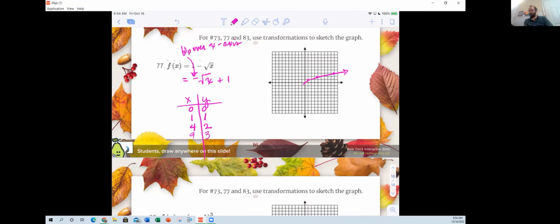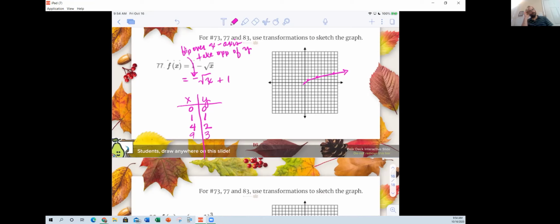And how would I do that on my chart? Would I do something to the x or to the y value? Here's the hint. If it's on the outside of the function, it always goes with the y. If it's on the inside of the function, then it affects the x. So what would that negative affect? Since it's on the outside of the function, y values. Right. That's going to tell us to take the opposite of the y values.